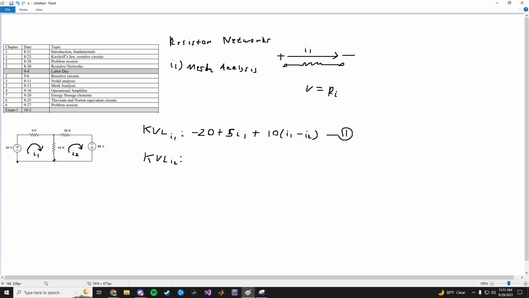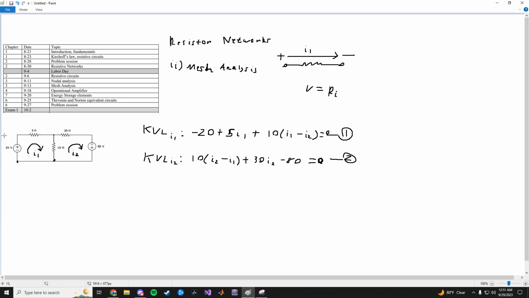Then we have to write the KVL at I2, which I'll start from here. So it's going to be R, which is 10, times I2 minus I1 plus 30 I2 minus 80 equals 0. Oh, sorry, this equation equals 0. Always forget that. And that's equation 2. So then to solve for I1 and I2, notice you have two equations and two unknowns. So now it's just a math problem.